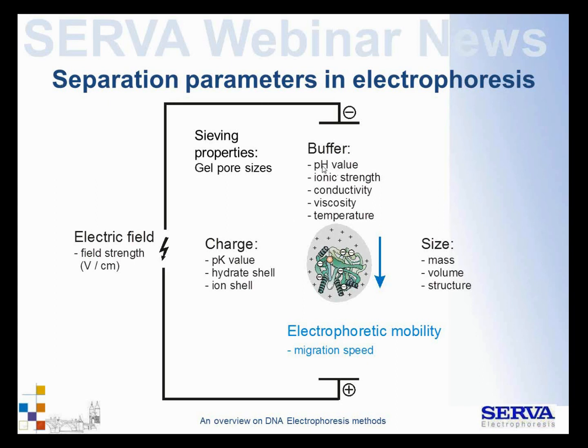These are the parameters which act on all the sample components, and then the sample components differ, for instance by charge. The more negative charges you have on a molecule, the faster it will run. But in nucleic acid electrophoresis, the most important is the size of the nucleic acid. So the smaller ones migrate faster than the larger ones because of the sieving properties of the gel.